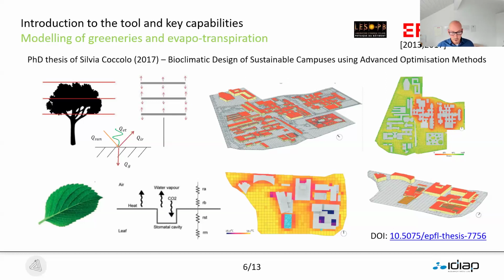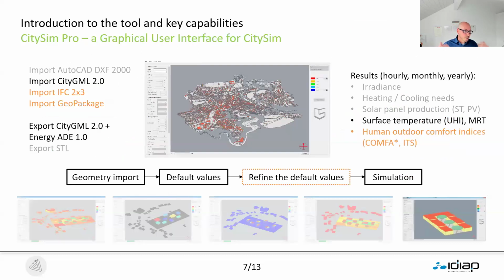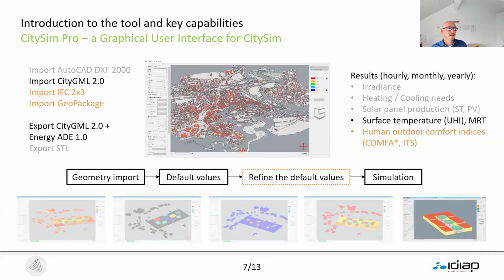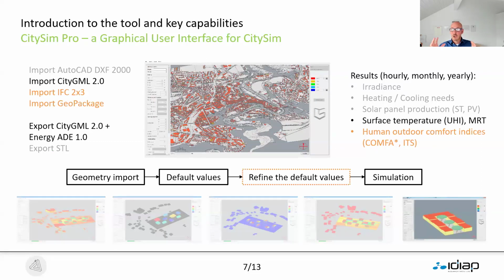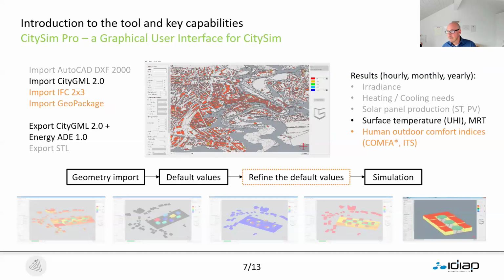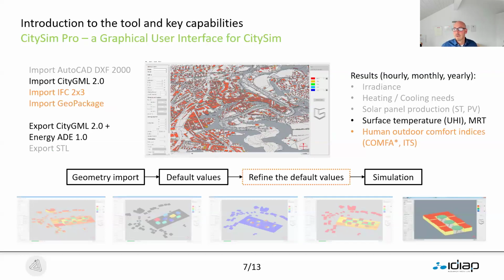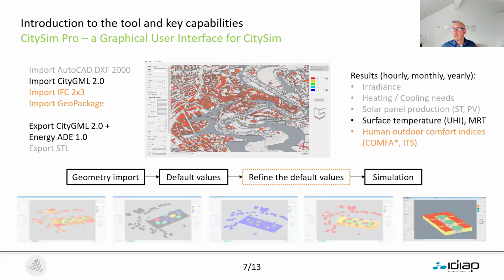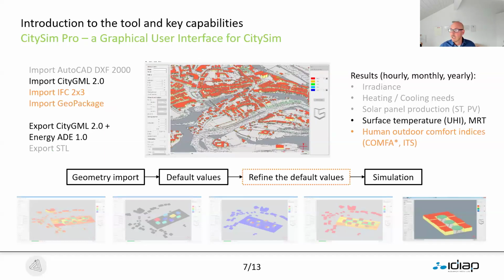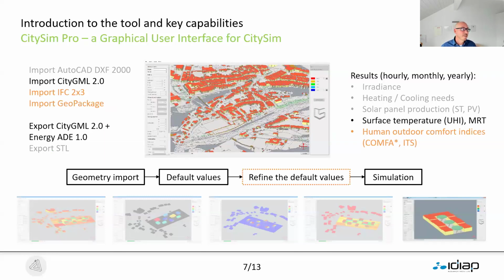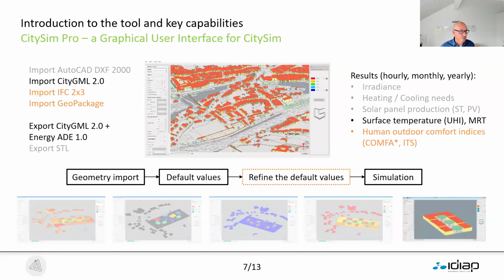So we had very interesting work here with Silvia, and we tried to integrate all of this work, of course, in the graphical user interface of CitySim, so that you can actually see the grounds, you can see the trees in the scene when you load it, and you can run your simulation, and you have some output files that can give you the comfort indices, Confa star and ITS that I mentioned before.